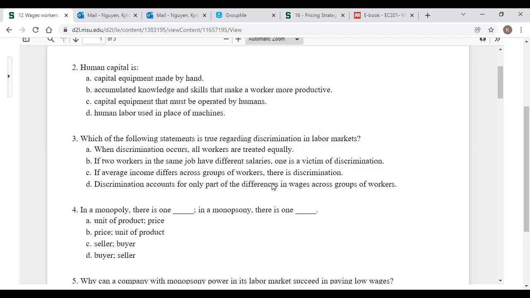C, if average incomes differ across groups of workers, there is discrimination. This is also not correct because, like we were talking about with the compensating differentials, different worker groups do different things. Obviously, my dad, who does back-breaking work in the assembly line, gets paid more than some kid getting your burger ready at McDonald's.